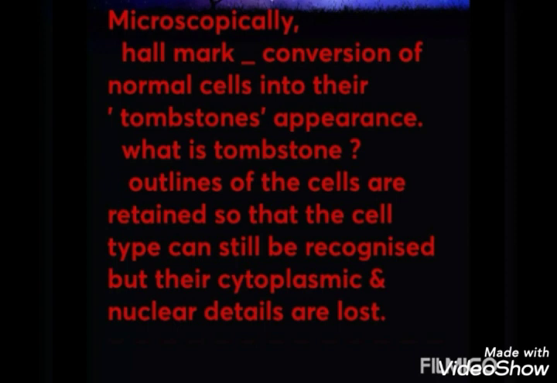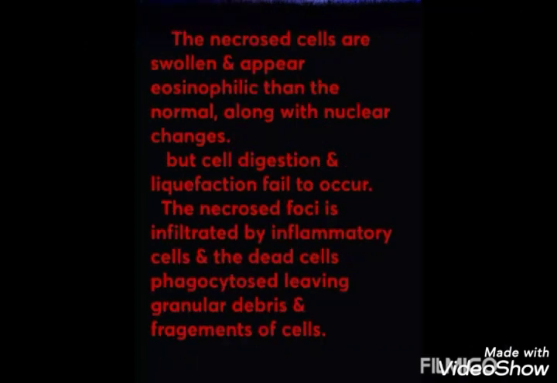What is tombstone appearance? The outlines of the cells are retained so that the cell type can still be recognized, but their cytoplasmic and nuclear details are lost. The necrosed cells are swollen and appear more eosinophilic than normal, along with nuclear changes. But cell digestion and liquefaction fail to occur. If it occurs, it is liquefactive necrosis. The necrosed foci are infiltrated by inflammatory cells, and the dead cells are phagocytosed, leaving granular debris and fragments of cells.